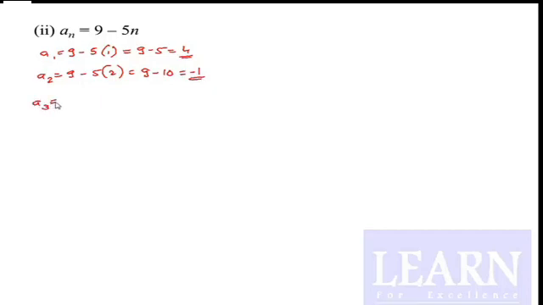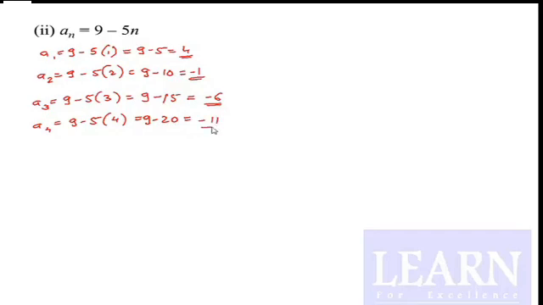Next, A3 is equal to 9 minus 5 into 3. So 9 minus 15 is minus 6. Next, A4 is 9 minus 5 into 4, which is equal to 9 minus 20, which is equal to minus 11. Okay, now we have found A1, A2, A3 and A4. Now we need to check whether it is in AP or not.